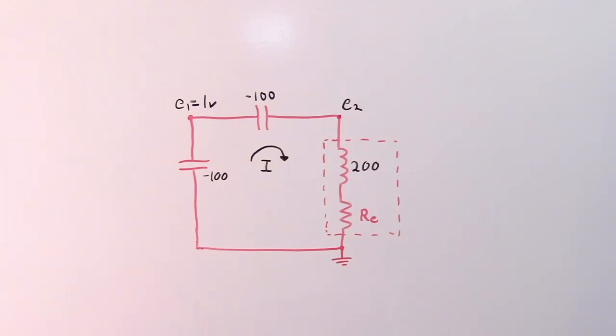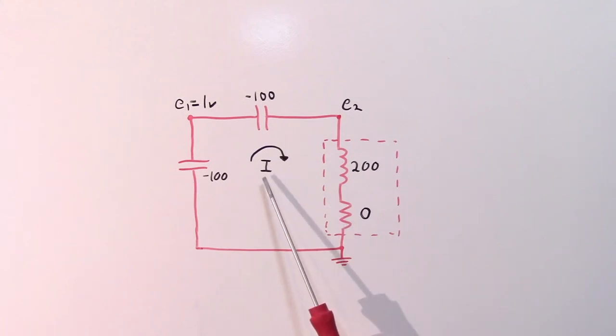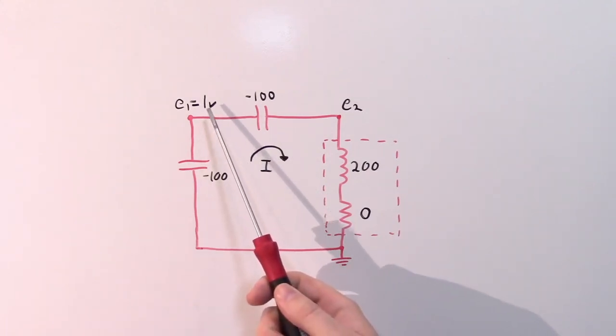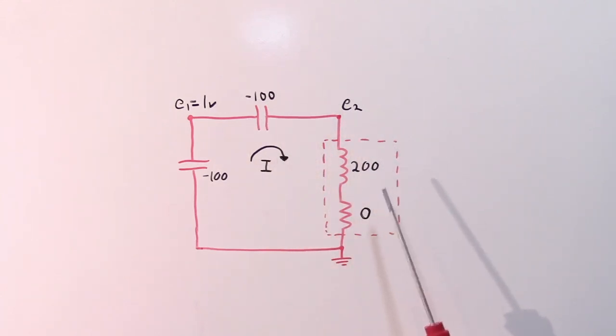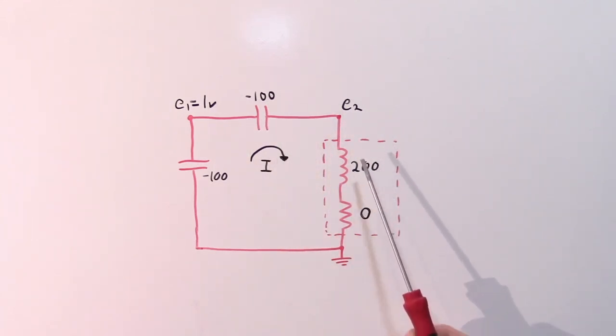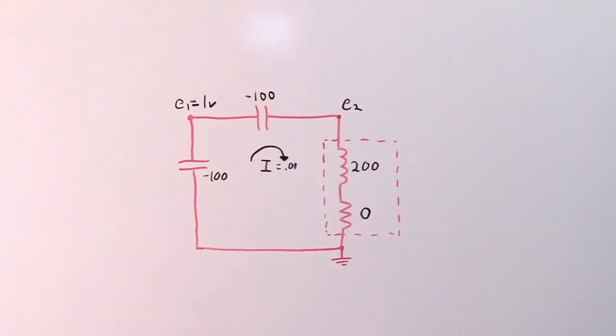And just to keep things simple, we'll assume that RE is 0 ohms, which actually isn't a terrible assumption considering that the crystal is pretty high Q and RE tends to be pretty small anyway. So we can just apply Ohm's law here. If we have 1 volt connected across this impedance, we can determine the current by simply taking the voltage of 1 volt and dividing it by the total impedance, which, if we sum this all together, is 0 plus 200 plus negative 100. So we have 1 divided by 100. And of course, that just gives us 10 milliamps.